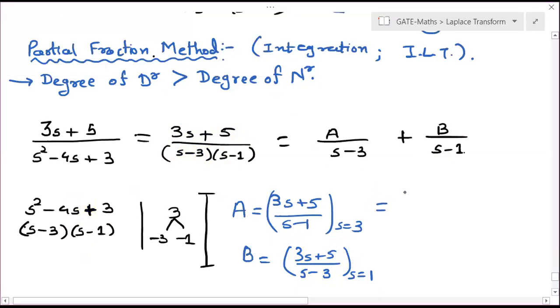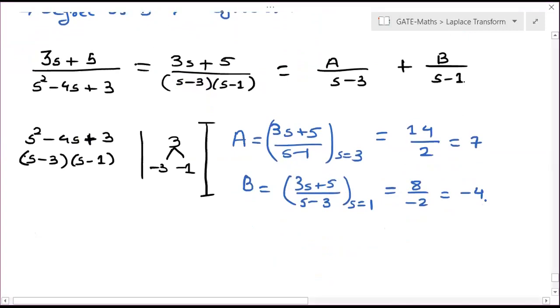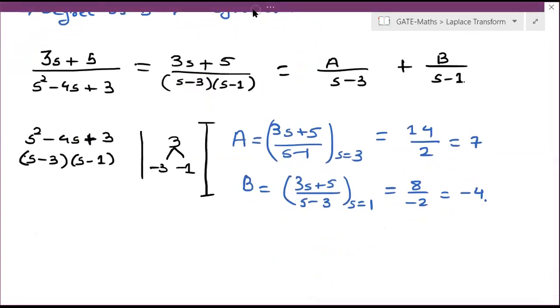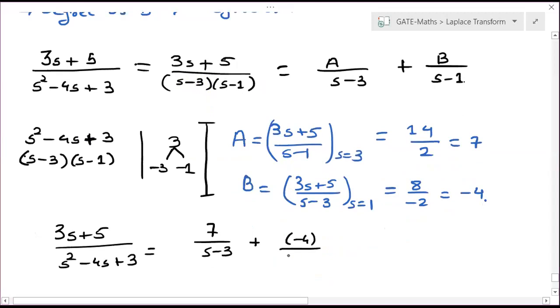Now see over here. After putting s equal to 3, 3 threes are 9 plus 5, 14, divided by 3 minus 1, 2, it is 7. Now 3 ones are 3, 5 plus 3, 8, divided by 1 minus 3, minus 2, that is minus 4. So after finding these values of a and b, you can convert this 3s plus 5 divided by s square minus 4s plus 3 into a: 7 by s minus 3 plus minus 4 by s minus 1.